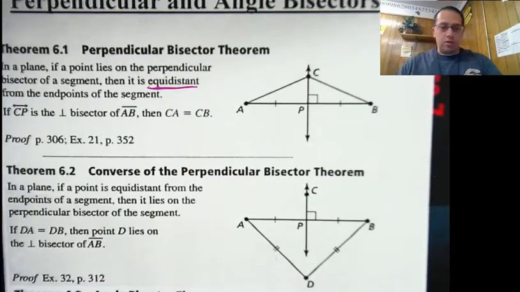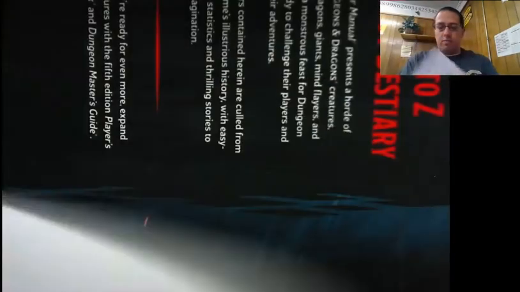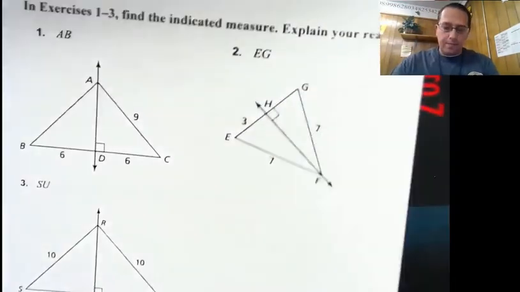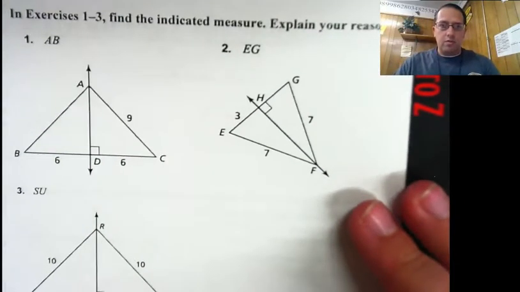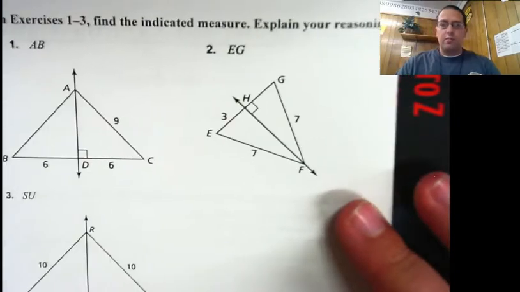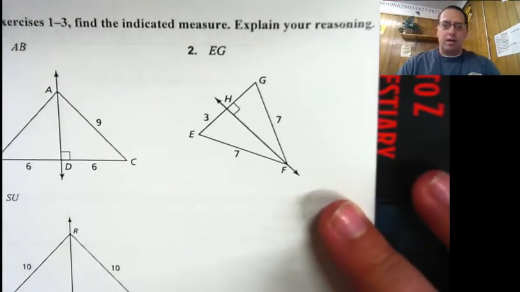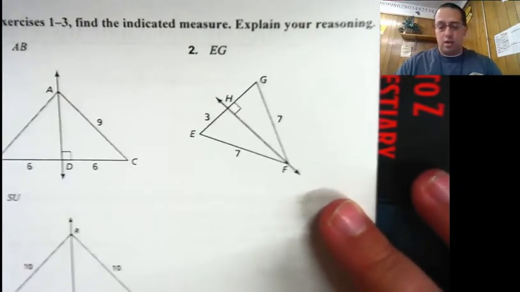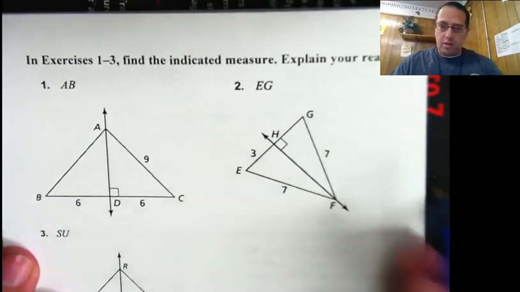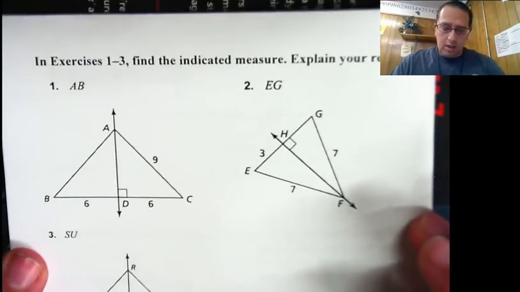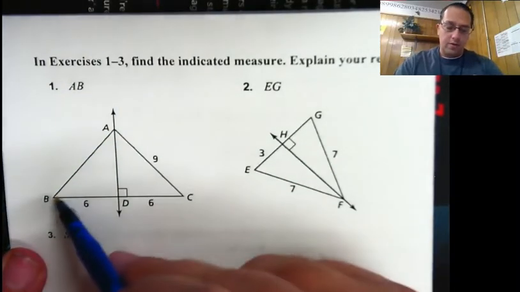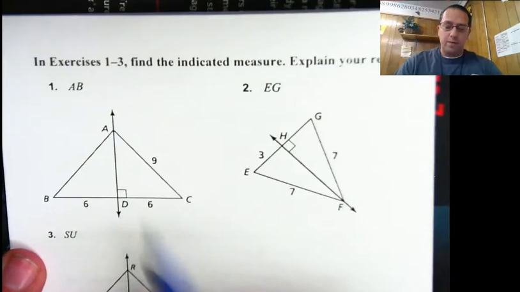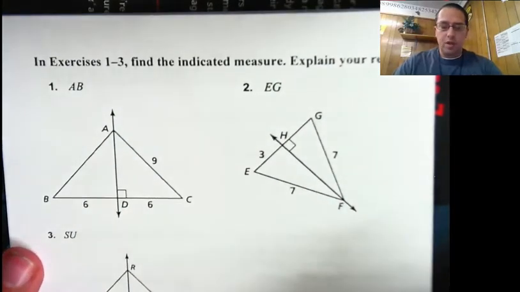All right. So let's take a look at this. Let's open this up, see what we got. Okay, so in exercises 1 through 3, we want to find the indicated measure and explain our reasonings. We have to explain. Everybody's favorite thing to do. So let's see. In number 1, we need to find the length of segment AB. So how far is it from point A to point B, looking at our picture here?